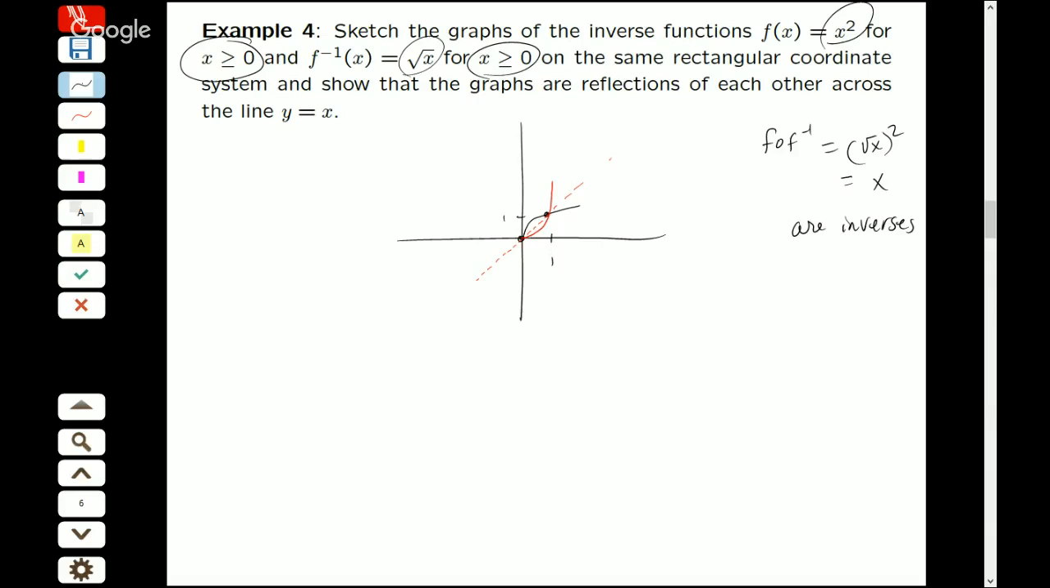Okay, they say, and then show that. So you just draw your line y equals x to show that, and you can see it's a reflection across it. If you can sketch well.